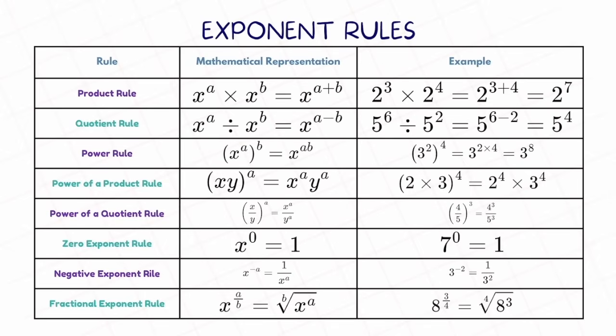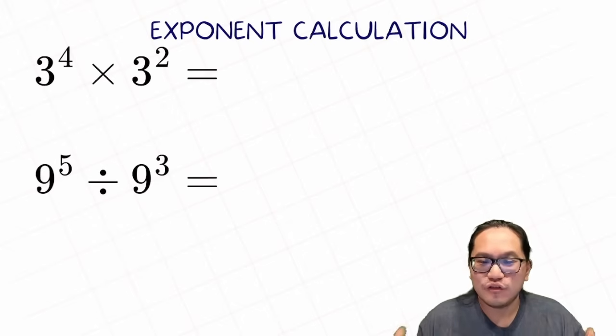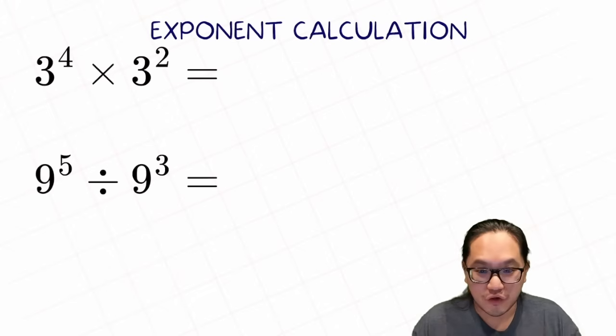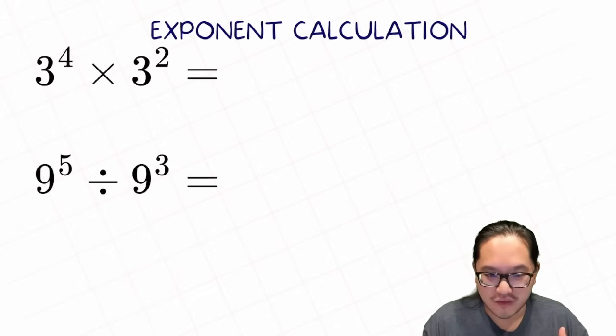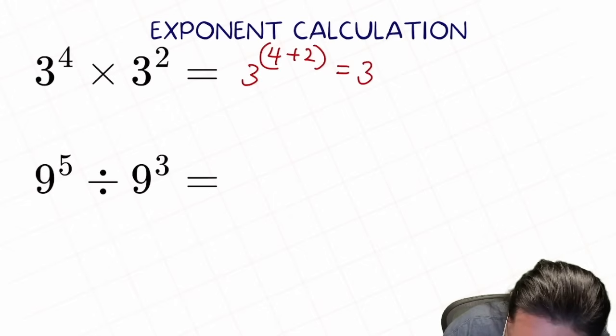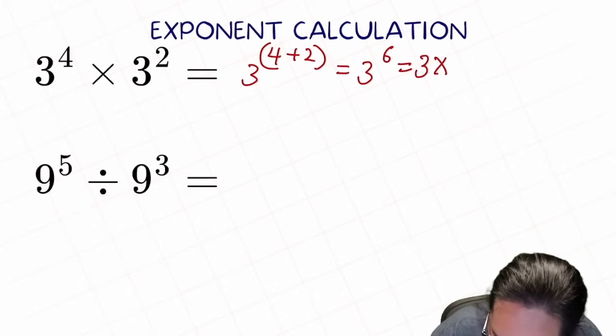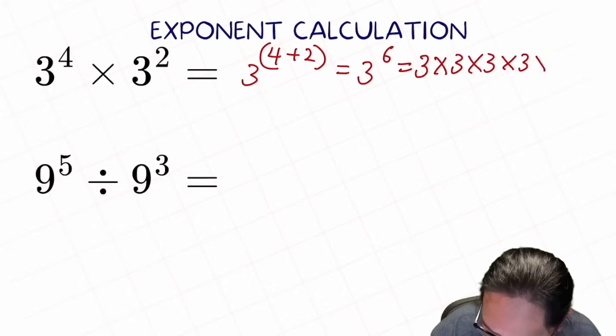Let's do some practice together. So first, we have 3 to the power of 4 multiplied by 3 to the power of 2. We're going to do this calculation with the exponent rule first to make it faster. That's the whole point of these rules, right? So 3 to the power of 4 multiplied by 3 to the power of 2, we know we add the powers, equal to 3 to the power of 6. So we know that 3 to the power of 6 is equal to 3 times 3 times 3, times itself 6 times.